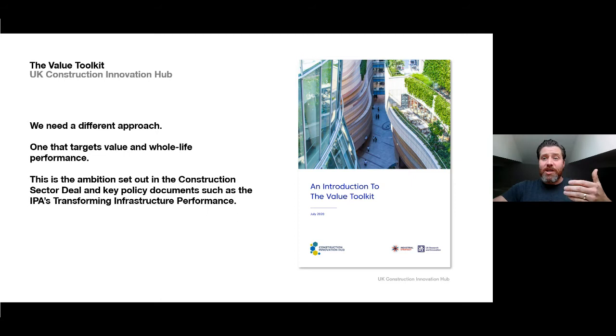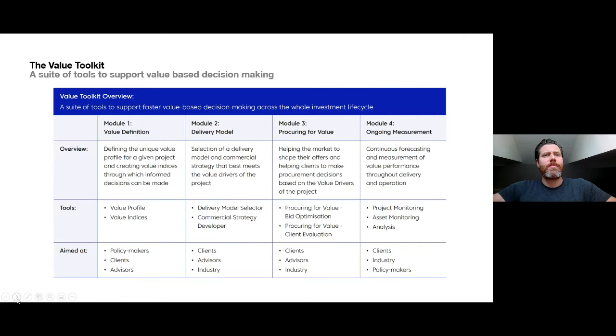So the way this Value Toolkit is developing, and bear in mind, the intention of the Value Toolkit is to reform the way our sector does business. The Value Toolkit will only initially apply to public sector projects, but there is an underlying intention that this will then move on to reform projects in the private sector as well.